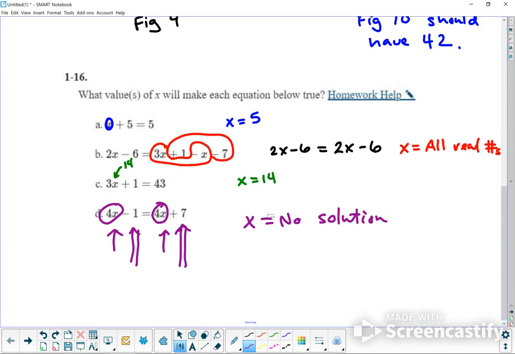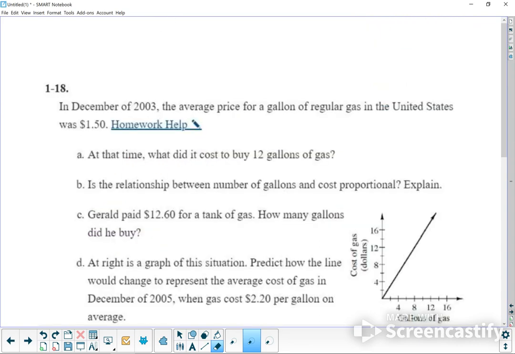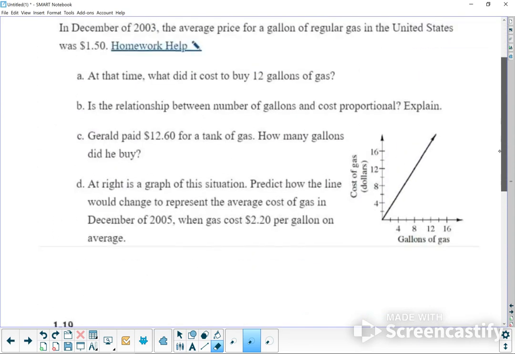Because again, whatever you put for x, it will never come out to be the same, because the 4 x's will both be the same, but the -1 and the +7 will never match up. So that will always be different. So therefore, your equation will never be equal to each other. Okay. I think the last two.